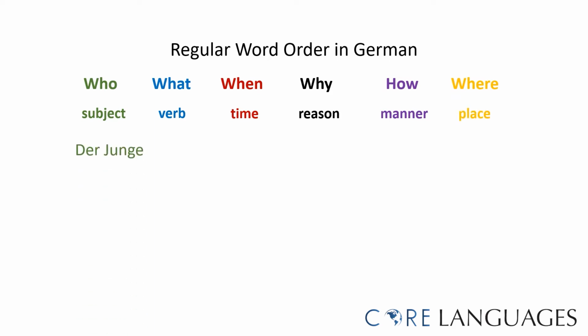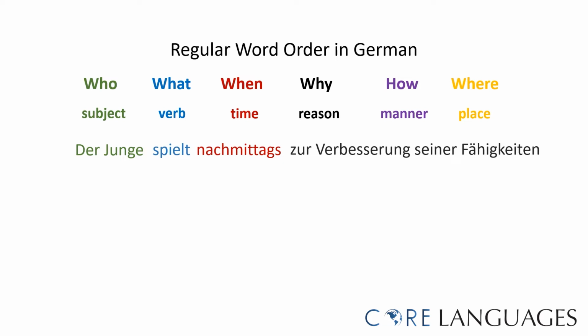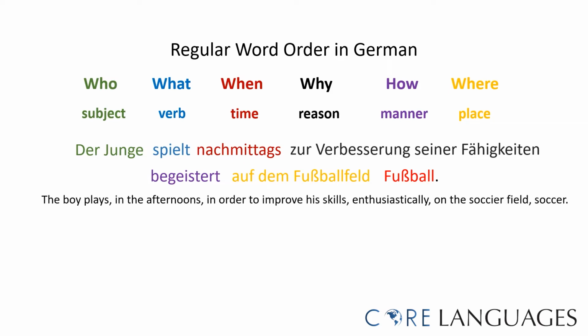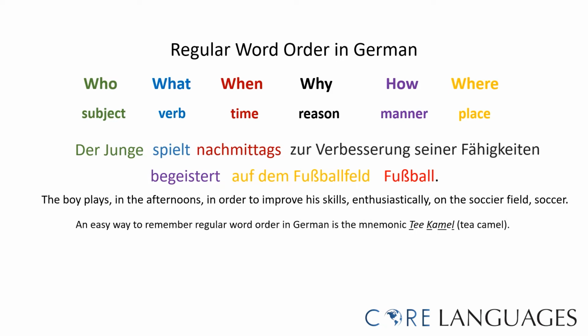For example, der Junge spielt nachmittags zur Verbesserung seiner Fähigkeiten begeistert auf dem Fußballfeld Fußball. If I were to translate the sentence word for word, it would be, the boy plays in the afternoons in order to improve his skills enthusiastically on the soccer field soccer. Notice that in German, all these other elements, when, why, how, and where, are placed before the object Fußball.